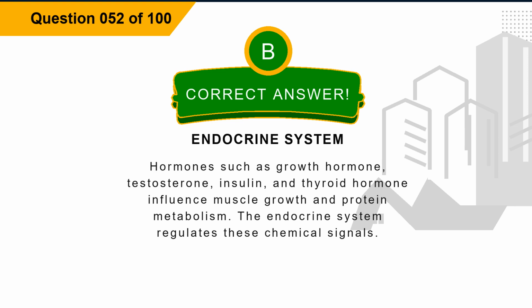Explanation. Hormones such as growth hormone, testosterone, insulin, and thyroid hormone influence muscle growth and protein metabolism. The endocrine system regulates these chemical signals.